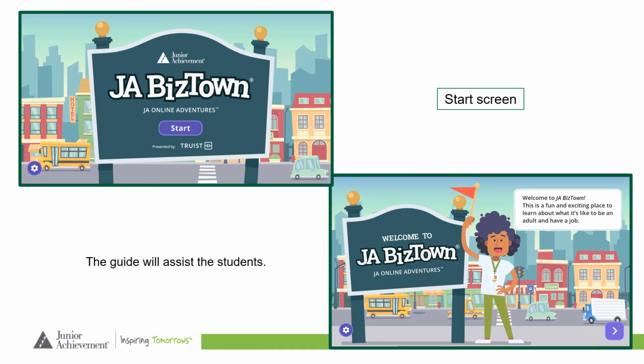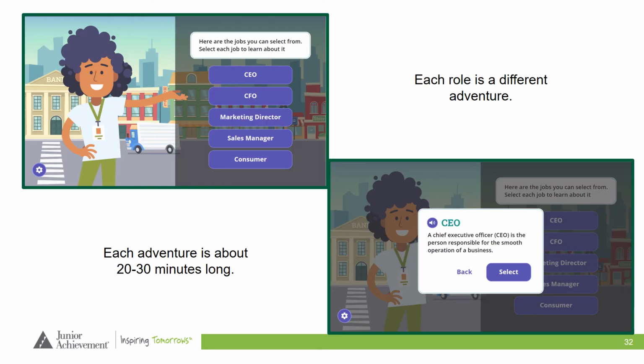The guide will be assisting the students in the beginning of their adventure. There will be sound in various parts of the adventure so they can read and follow along. Students will have 5 roles to choose from: CEO, CFO, Marketing Director, Sales Manager, and Consumer. They will have the capability of completing all 5 roles in any order. Each role is a different adventure, and each adventure is about 20 to 30 minutes long.